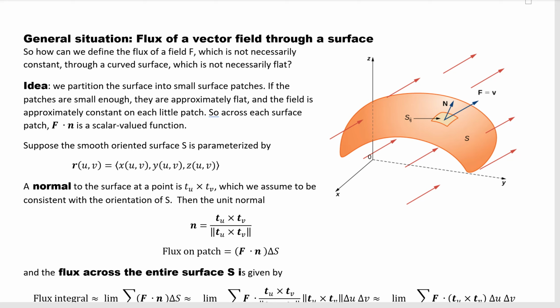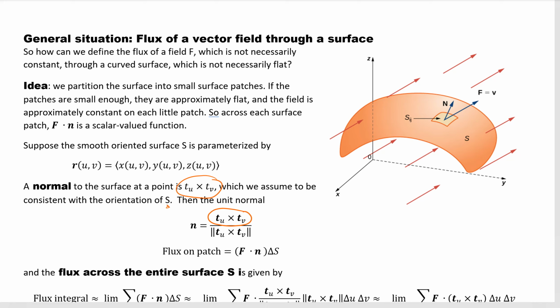Here's a place we need the parameterization. Okay, so we talk about the parameterization of a surface. Then how do we find a normal vector? Well, we know a normal vector is Tu cross Tv, right? And we assume it is consistent with the orientation of S if we have an oriented surface, okay? Then the unit normal vector is, well, we know this is a normal vector, so let's divide it by its magnitude. So now this is the unit normal vector.